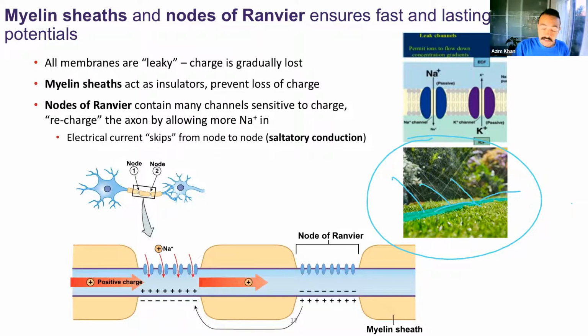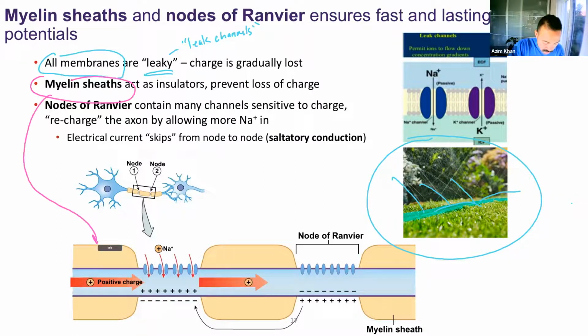All our axons are made of plasma membrane, all axons are leaky. If you're curious why there are leak channels, that's something you're going to focus on in physiology. But you're losing positive charge. You're gradually losing charge. What myelin sheaths do, they cover up those leak channels.